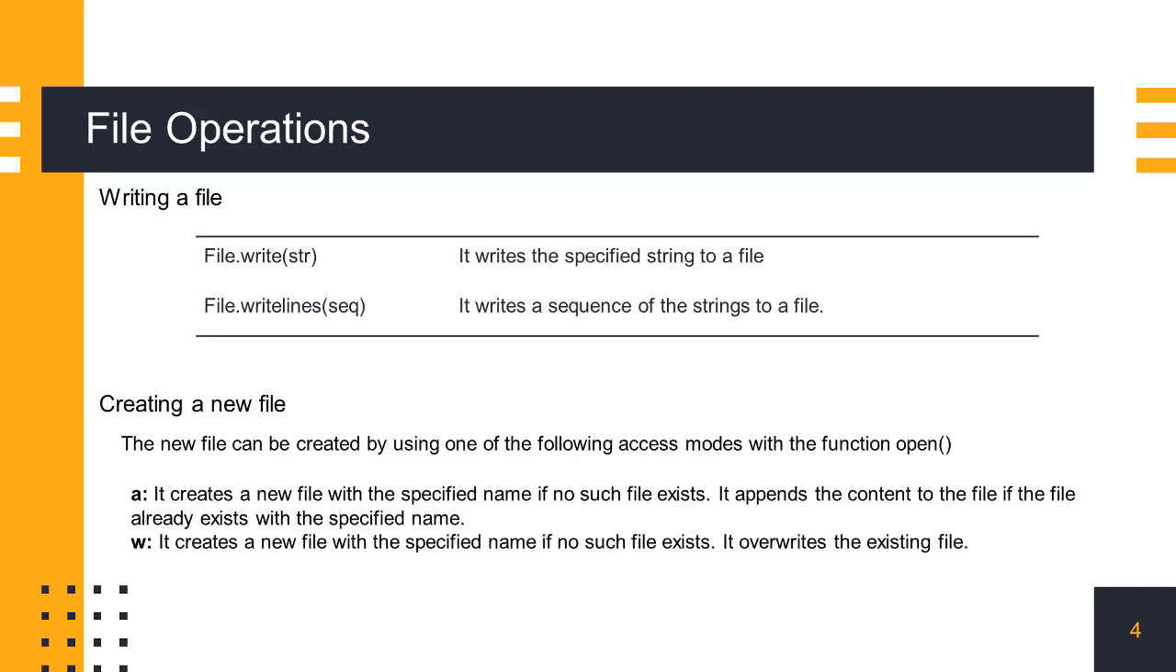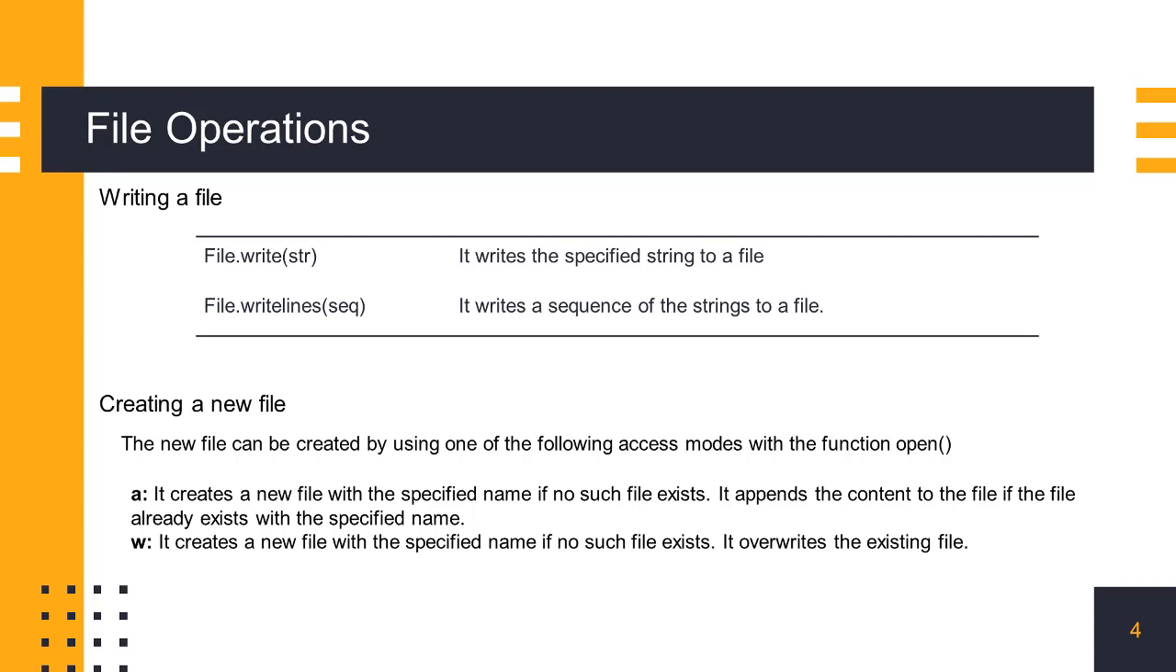Python provides two functions for writing data to a file: write and writelines. The write function writes a single line to the file, whereas writelines can write a list of lines to the file. New files for writing data can be created by the open function using access mode A or W.